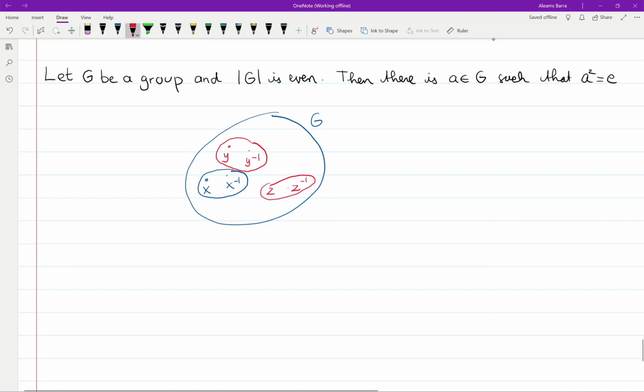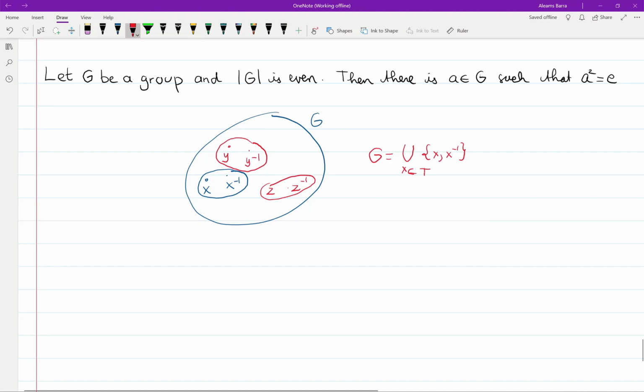So then G will be the union of {X, X inverse}, something like this, where X runs through a certain index set. So that's basically the idea.